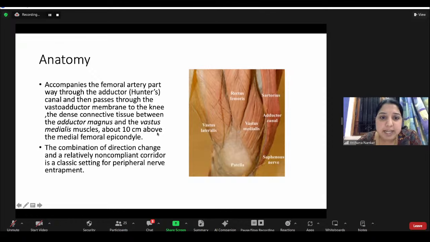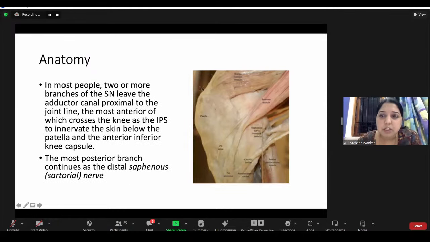This is just about 10 centimeters above the medial femoral condyle. Then the combination, and here it is, passes outside the adductor canal. Here it is a common site of entrapment of the nerve. Also, as it passes, it divides into branches when it comes out of the adductor canal.